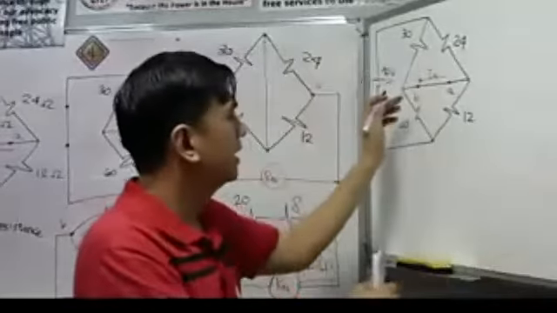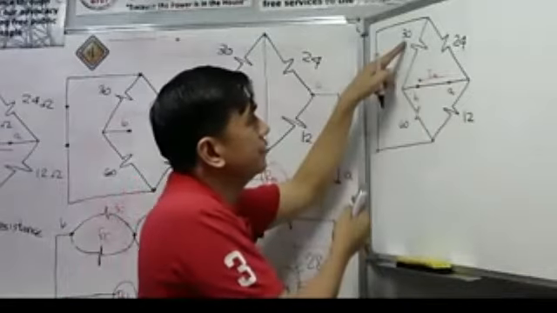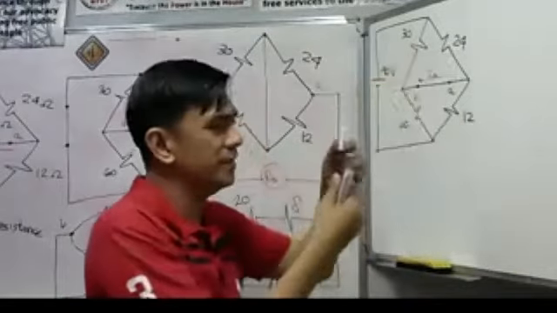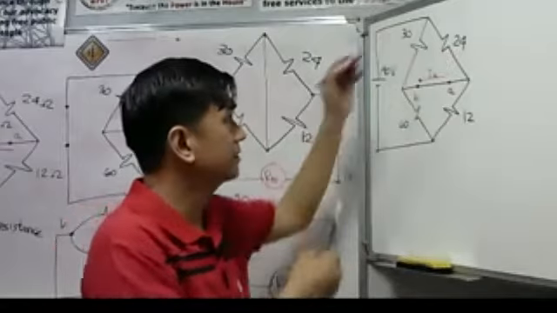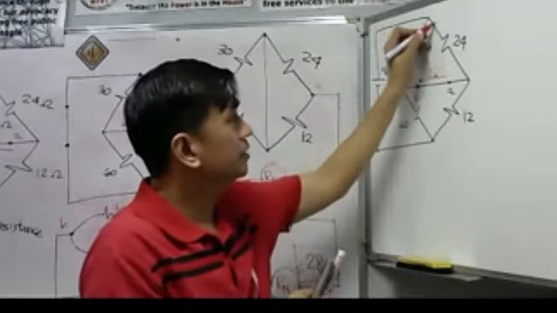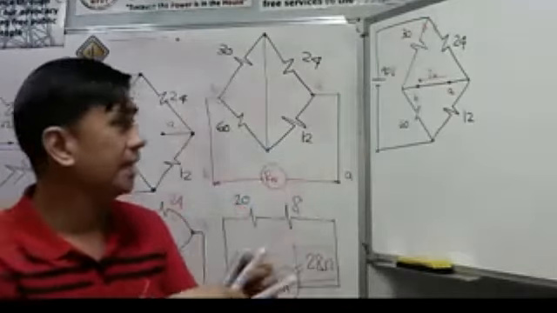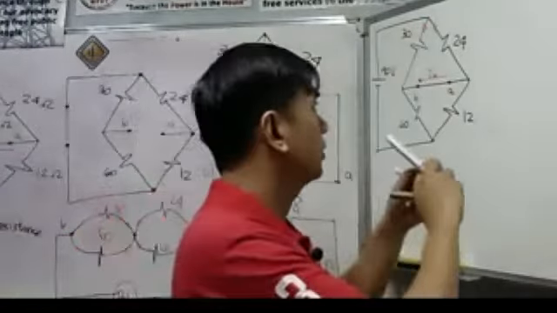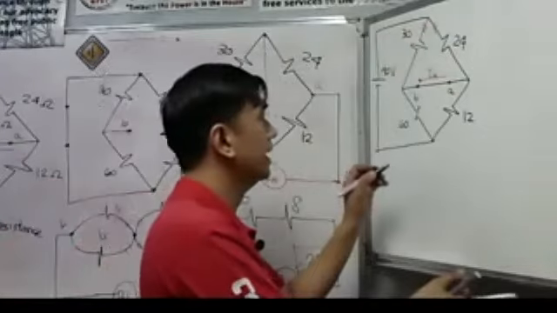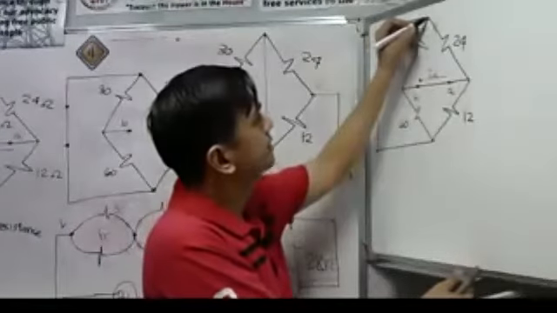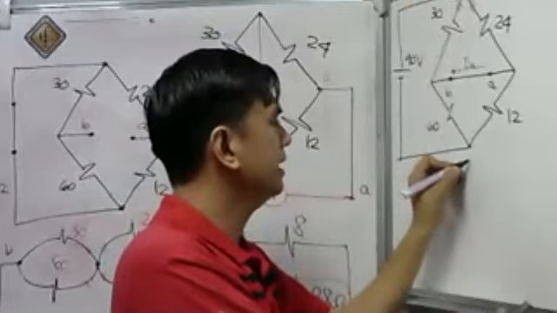What will happen if I am going to short this? The 30 and the 24 ohms will become in parallel. Magpa-parallel silang dalawa. Paano yun, sir? So, how is that? Take a look here, guys. This point, let's say, is this point. So, ito yung point natin.